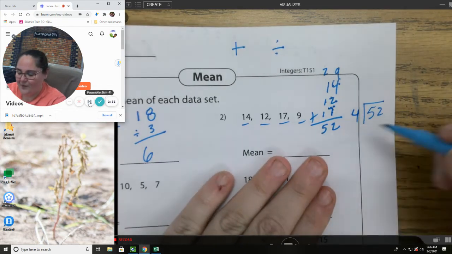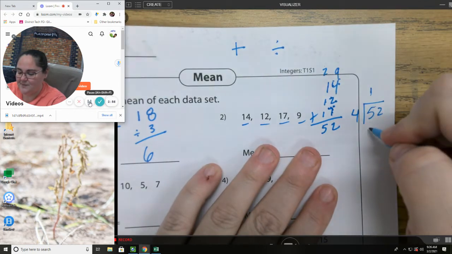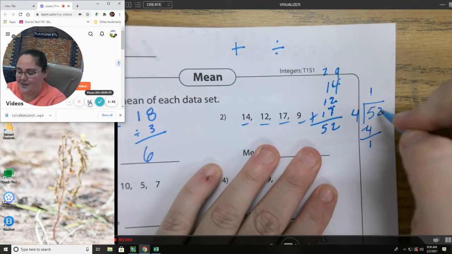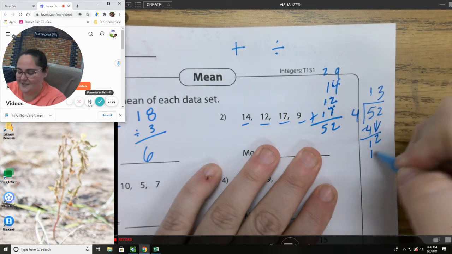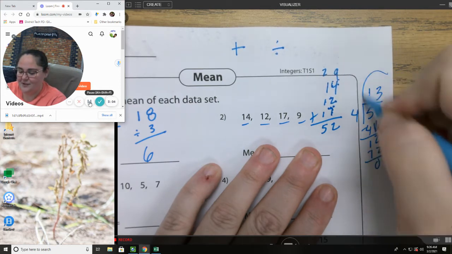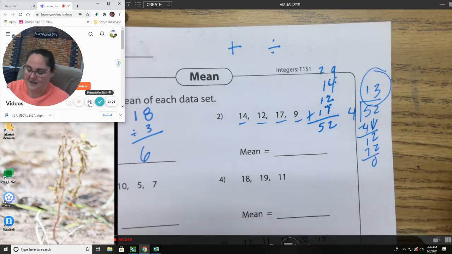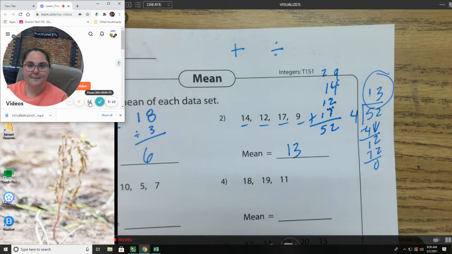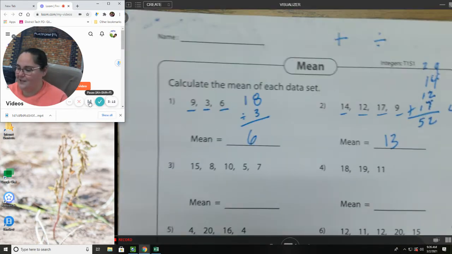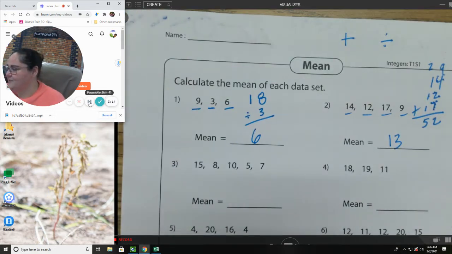All right, 4 goes into 5 one time. 1 times 4 is 4, with 1 left over. 4 goes into 12 3 times, with 0 left over. So my average or mean for this data set would be 13. Awesome. We're going to do a couple more together, and then you are going to do some on your own.